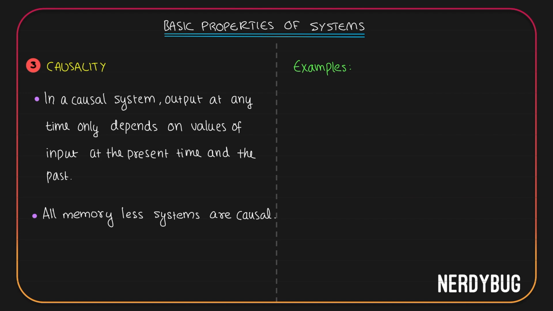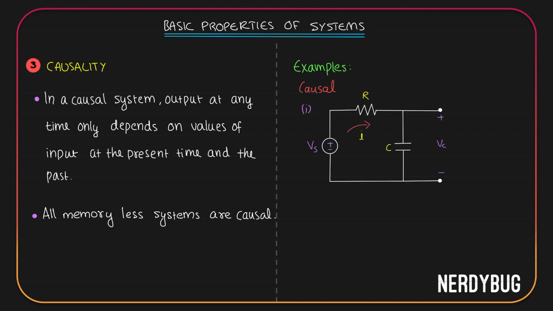So, automatically, all the memoryless systems become causal because they only depend on the value of input at the current time. Let's take some examples for causal systems. The first one is the same RC circuit we dealt with before. Obviously, the output VC, which is the potential across the capacitor C, will only depend on the current and past values of the source voltage. So, the system is causal.